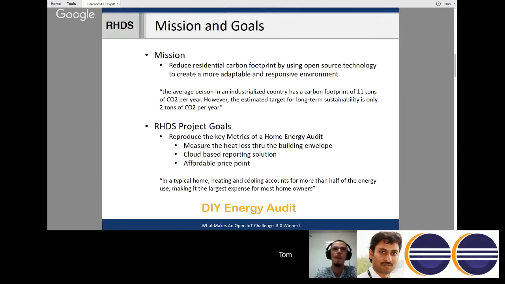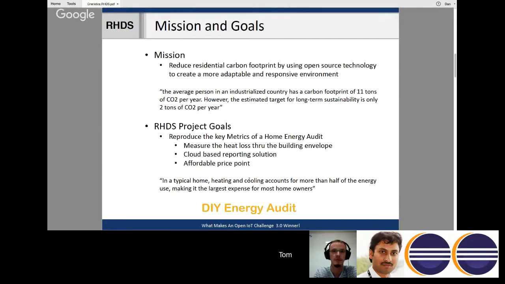And so when the Open IoT challenge came along, we came up with the idea of the residential home diagnostic system. And really, I think our mission is to help reduce the carbon footprint of our homes using open source technology. And the idea here was to create a smart energy IoT solution for performing home diagnostics. The idea is essentially a do-it-yourself energy audit system using IoT methods and sensors. So we set out to reproduce the key metrics of a professional energy audit.